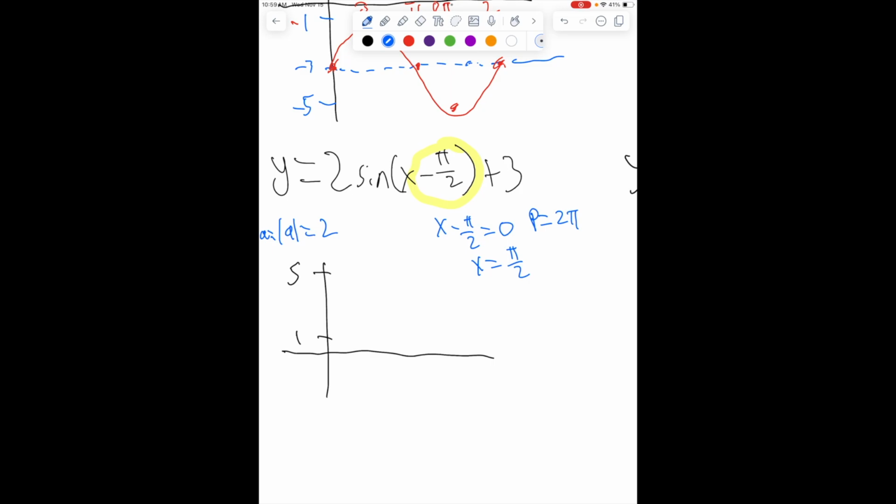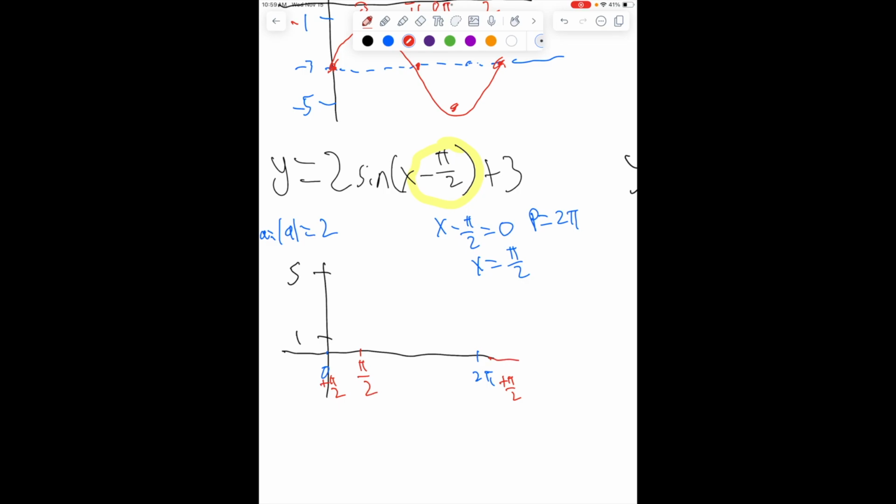So normally what I would do is I would go from 0 to 2 pi, right? But I need to add pi over 2 to each one. So I'm going to add pi over 2. So I'm going to start my graph at pi over 2. And I'm going to end my graph.